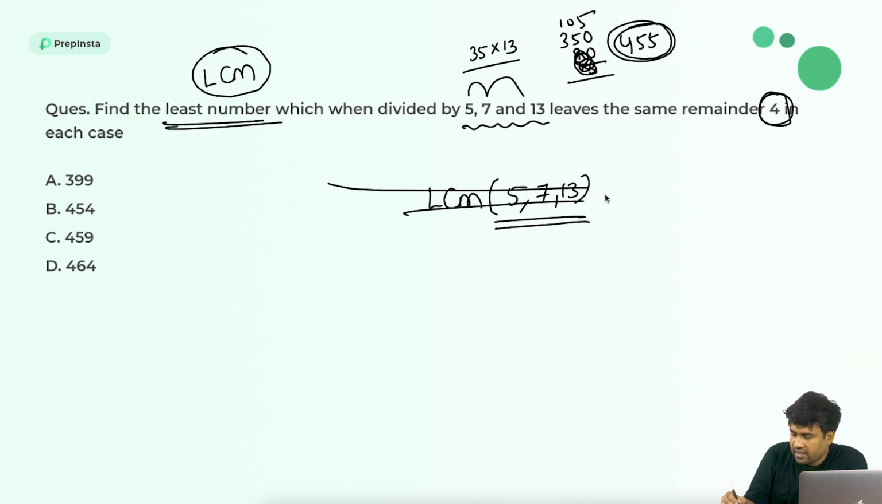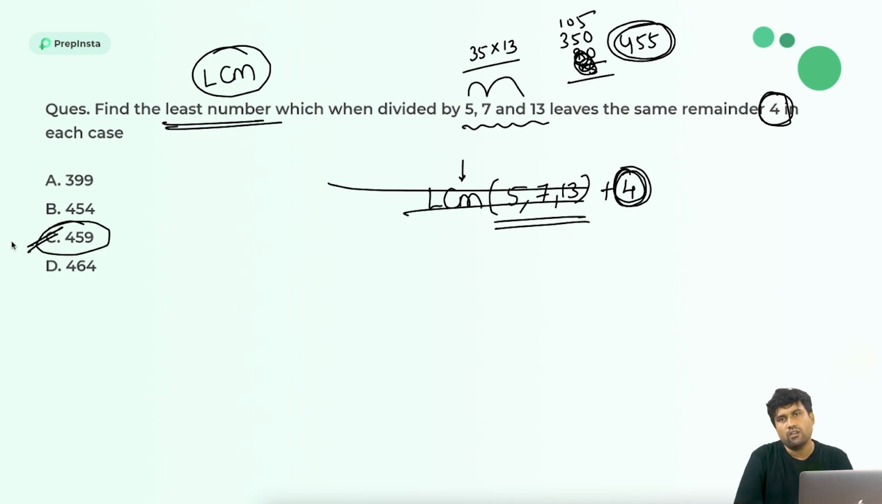So after finding the LCM, you need to add 4 to it. So in every case, you will get 4 as a remainder. So remember, in order to get the remainder 4 for common numbers, first you need to find the LCM, then add the remainder to it, you will get the answer. So 459 is the answer.